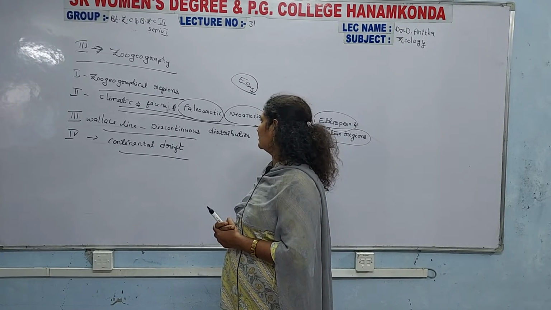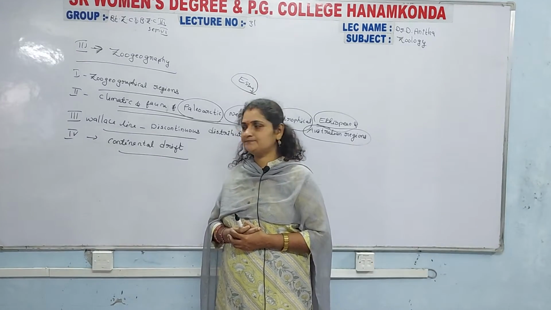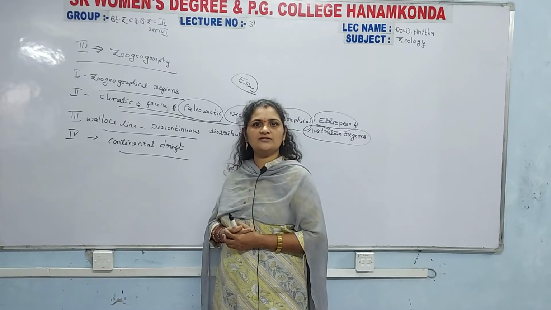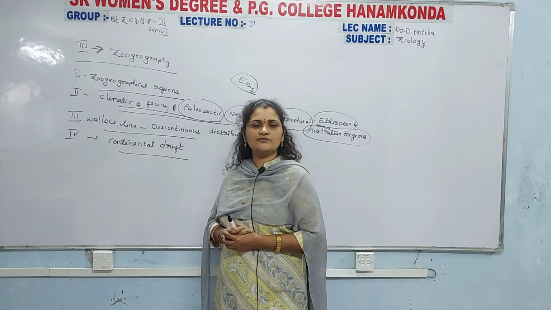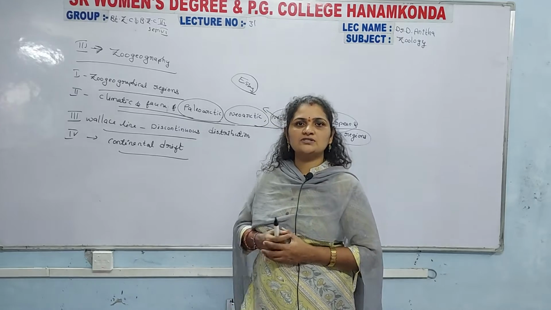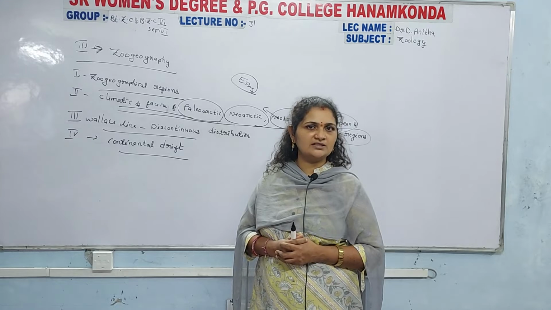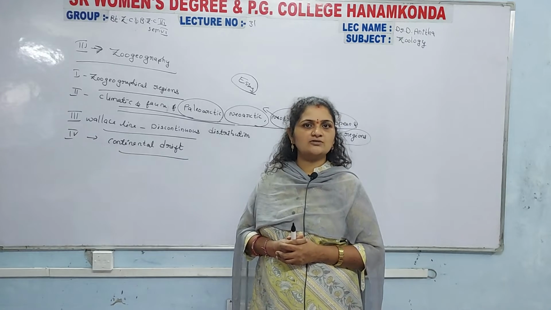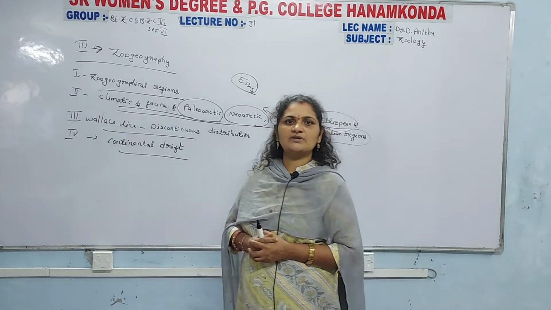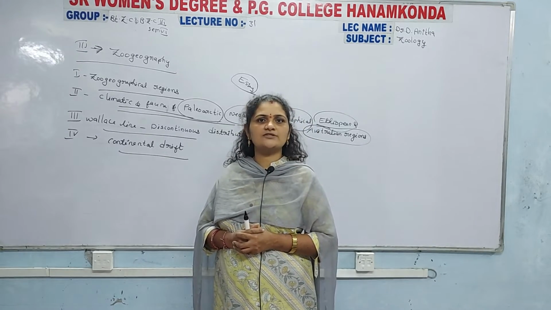For the Wallace line and discontinuous distribution, there are definitions. The Wallace line mainly separates different areas for the animal fauna. It makes a barrier for the different populations, so those populations may not cross that line. It was named after the scientists Wallace and Huxley, that's why it is called the Wallace line.